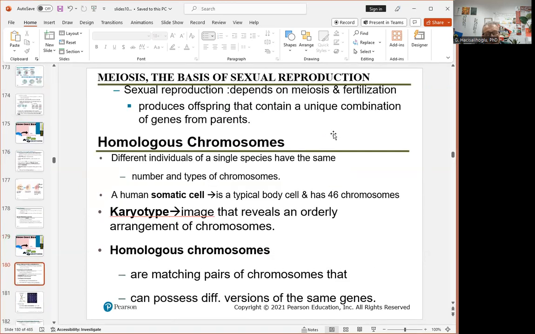That's mitosis, and meiosis is another cell division, but it happens in specific cells, not regular cells, in specific cells called gametes, like egg or sperm cells.